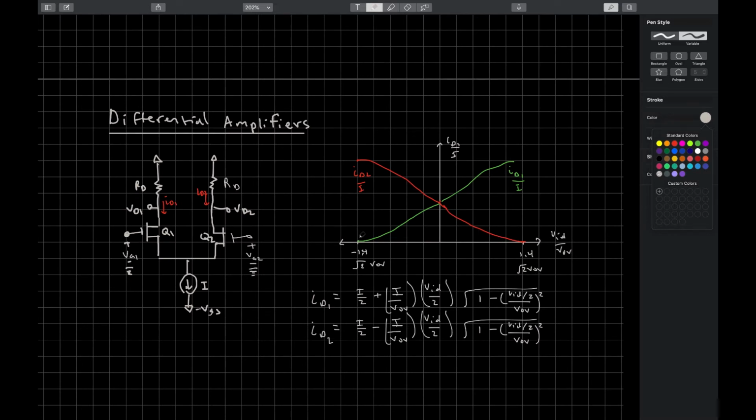And so I can essentially, by changing those voltages, switch the current from one side to the other. The current ID1 is equal to the biasing current big I over 2 plus I over V overdrive times V input differential over 2 multiplied by the square root of 1 minus VID over 2 over V overdrive squared. And ID2 is the same thing, except instead of adding all of that second half, I'm going to subtract.